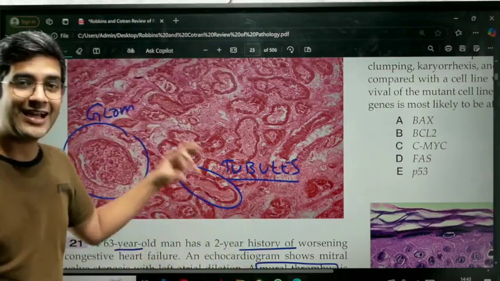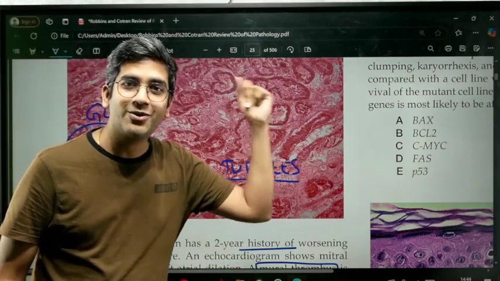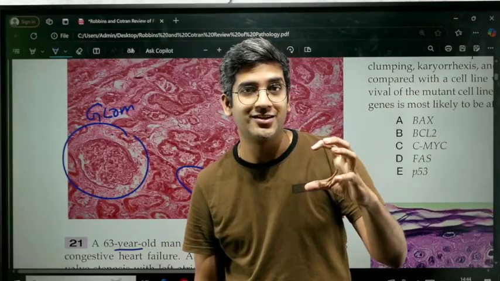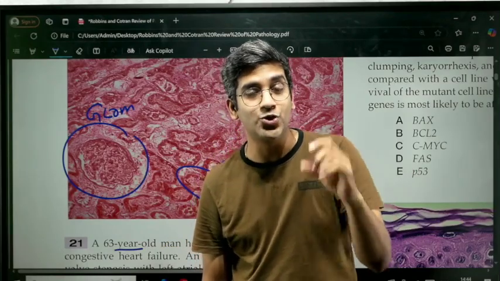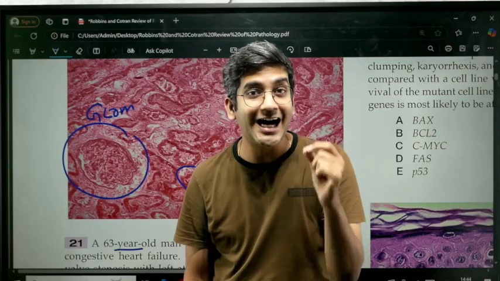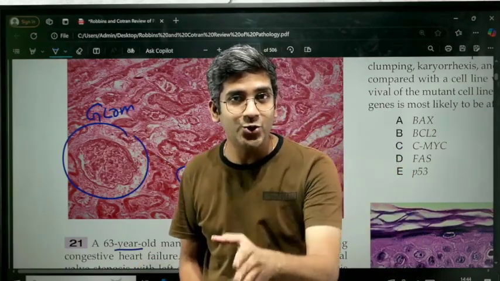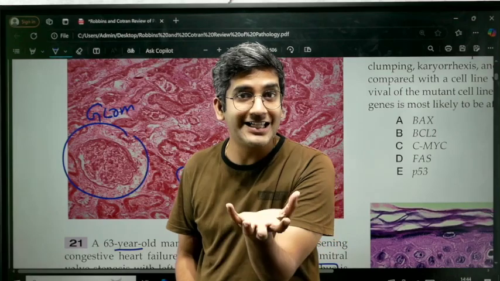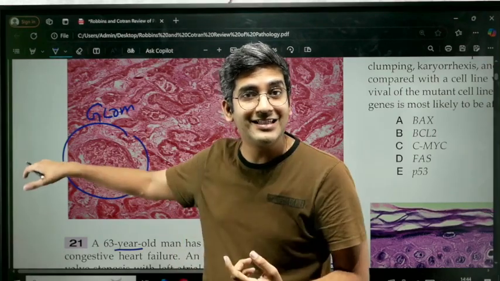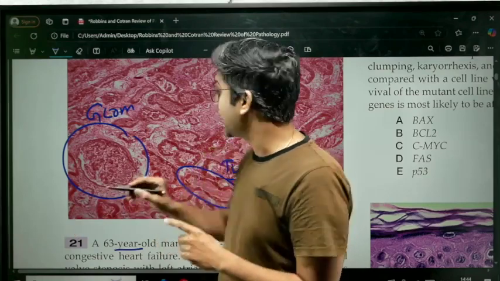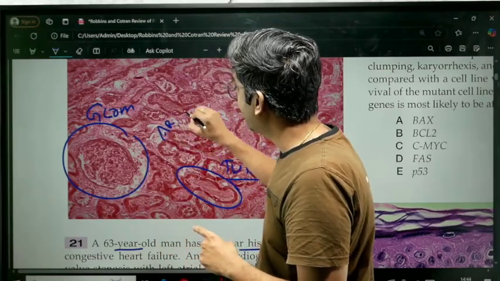So this is where I want to introduce one more point to recollect from our notes. You must have definitely read that you will have ghost cells in case of coagulative necrosis. What do we mean by ghost cells or the architecture being maintained? This is dead tissue. In spite of it being dead tissue, the cells have the architecture, and you and me can still say it's a glomerulus. You and me can still say it's a tubule. That's what architecture being maintained means, right?